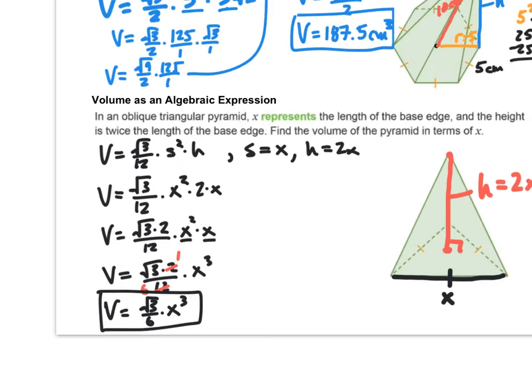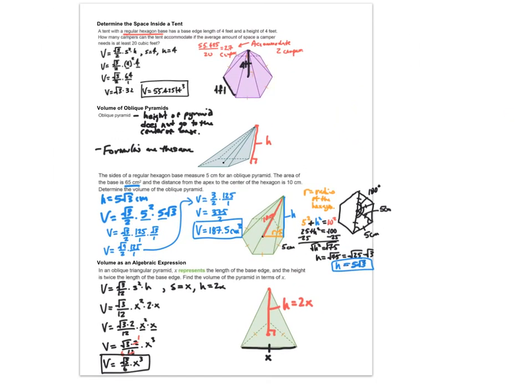This is kind of a tricky section. It may be hard to visualize what exactly is going on, but we'll do some things in class and make sure that you guys understand what's happening.